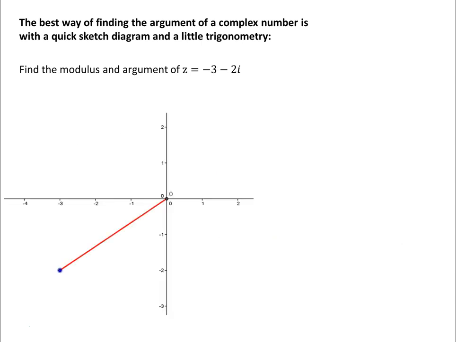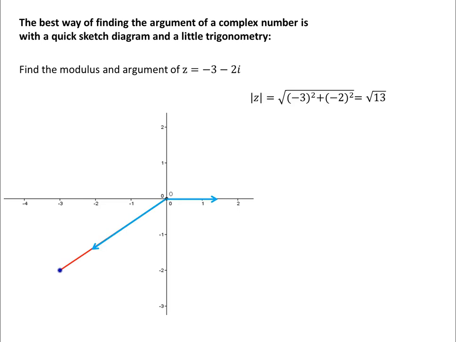For our next example, we've got to find the modulus and argument of minus 3 minus 2i. The modulus again is nice and easy. It's simply the square root of minus 3 squared add minus 2 squared, so that's the square root of 13.